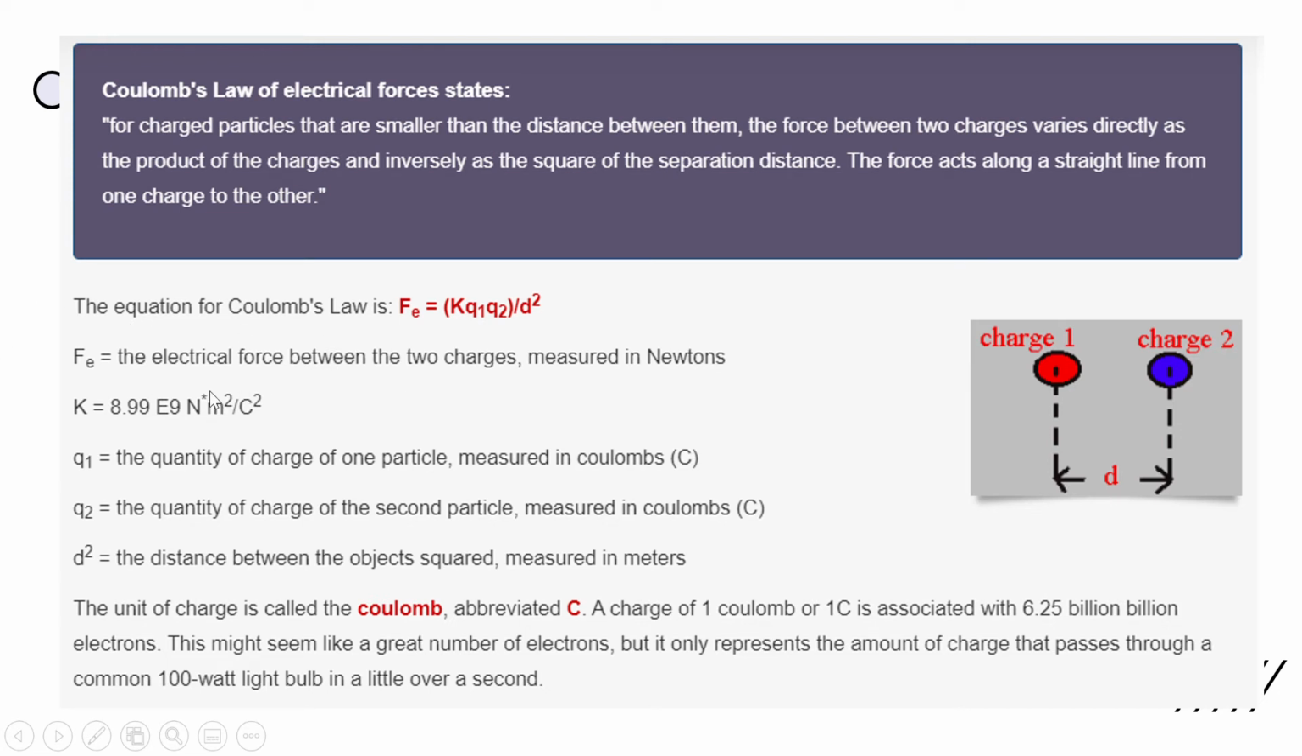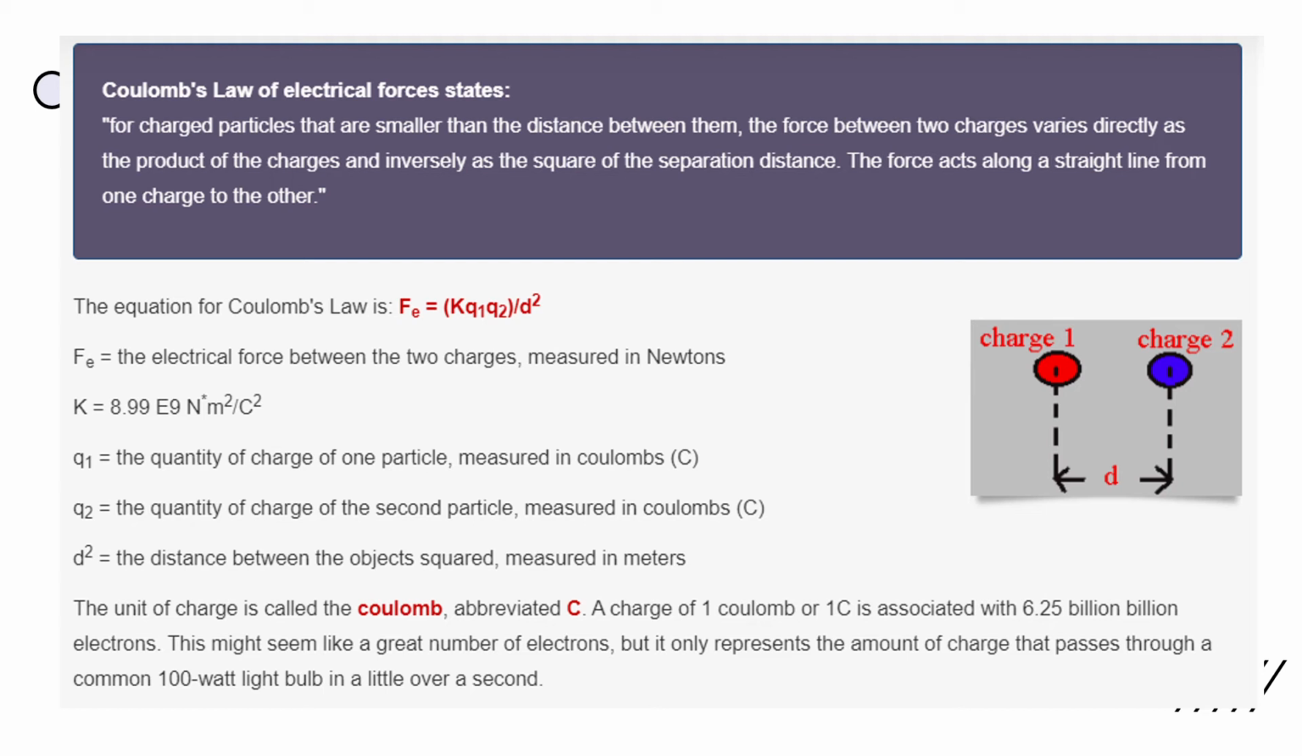Okay, and right over here you have the equation. The equation for Coulomb's law is Fe equals, in parentheses, K Q1 Q2 divided by D to the second power. Okay. So now we are going to take a look at what all of these letters stand for. We have Fe, which is the electrical force between the two charges measured in newtons. The representation of the result will be in newtons as well.